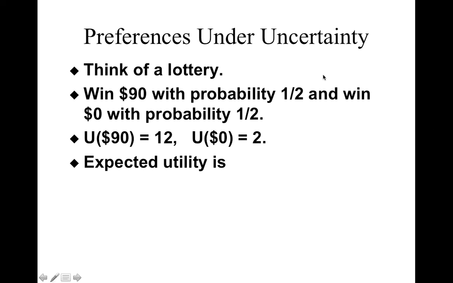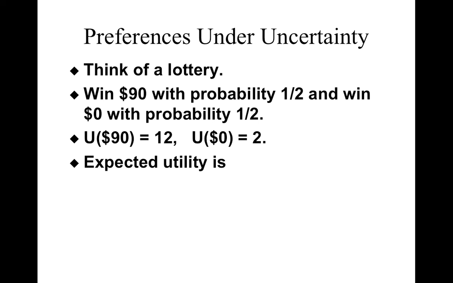Suppose you are given this lottery or this gamble and asked how you would think about whether you want to take this gamble or not. So the gamble is something like this. You're going to get $90 with a probability of half, and win $0 with a probability of half. So you have a 50-50% chance of getting $90 or getting nothing.